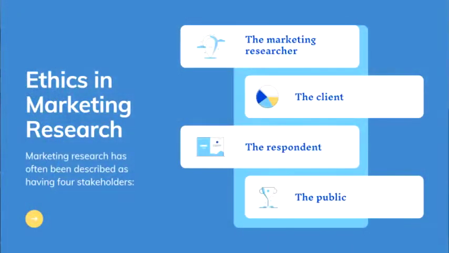And the last one is ethics in marketing research. Marketing research has often been described as having four stakeholders. The first one, the marketing researchers, two, the client, three, the respondent, and the last one, the public. These stakeholders have certain responsibilities to one another and to the research project.